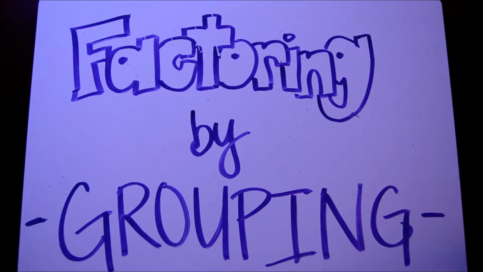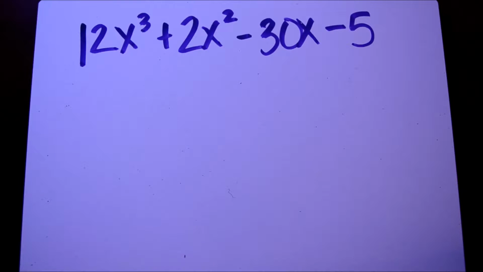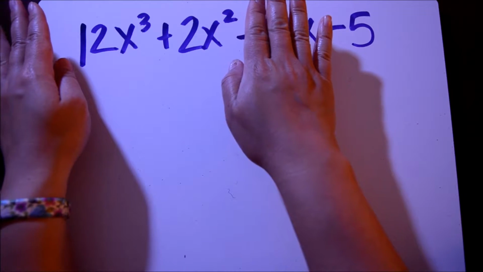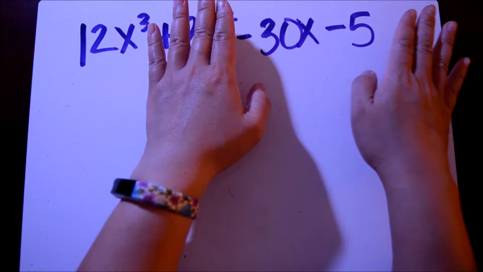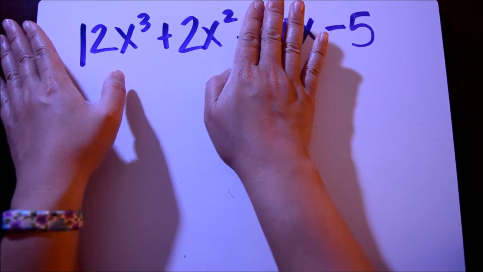Today our lesson is on factoring by grouping. We typically want to factor by grouping when we have a four-term polynomial. And when we look at our four-term polynomial, we want to look at the first two terms on their own, as well as the last two terms on their own. And what we're going to do within those is take out the greatest common factor.